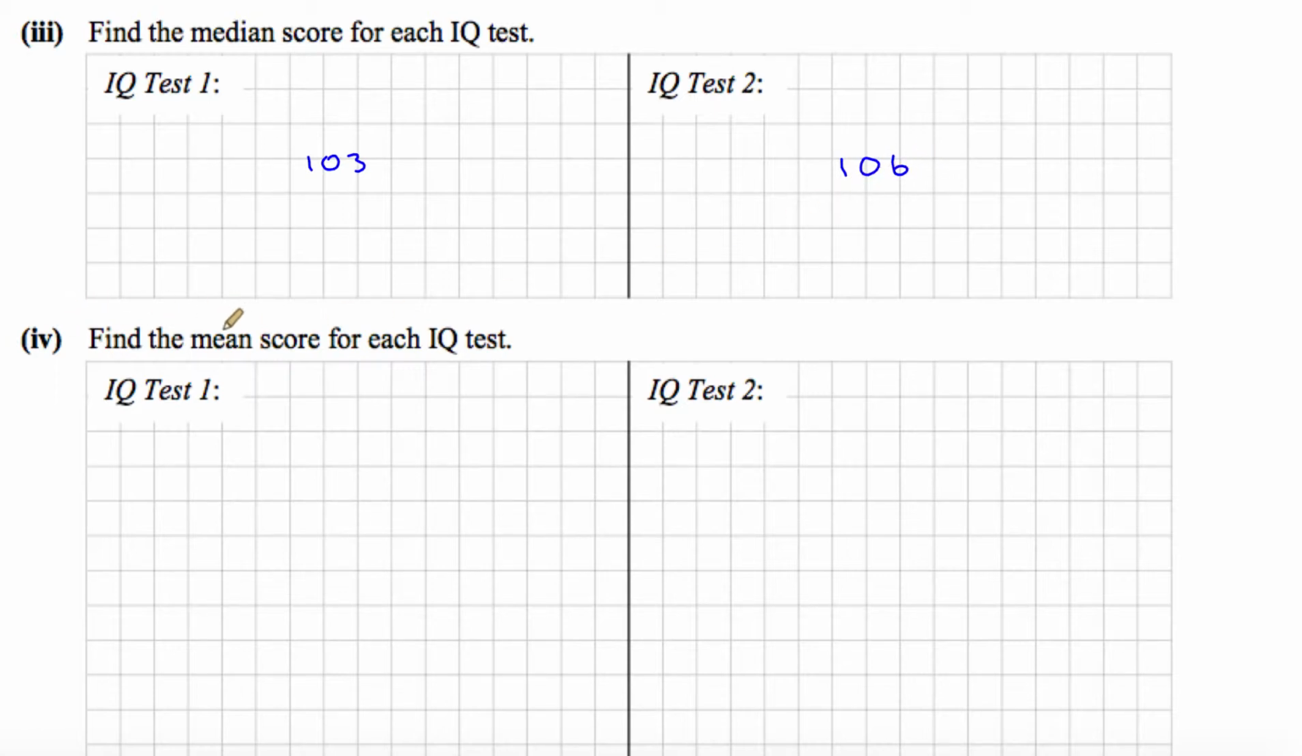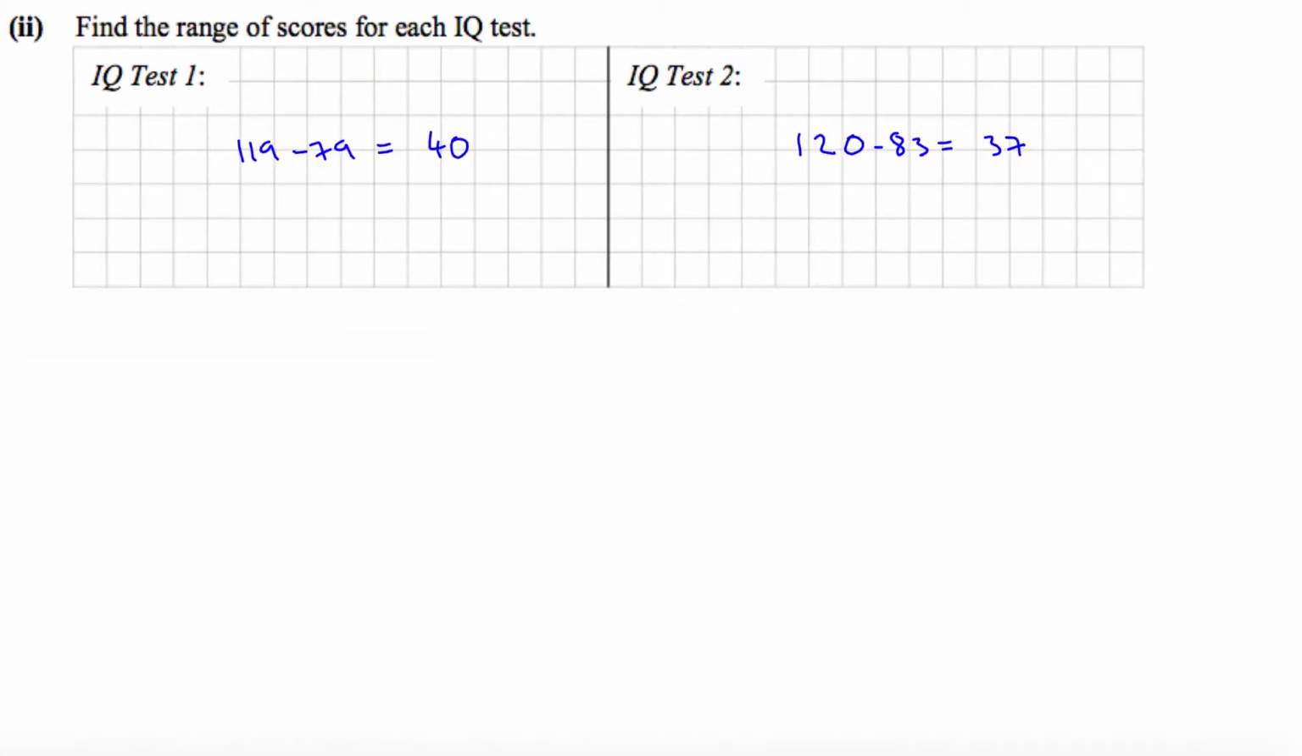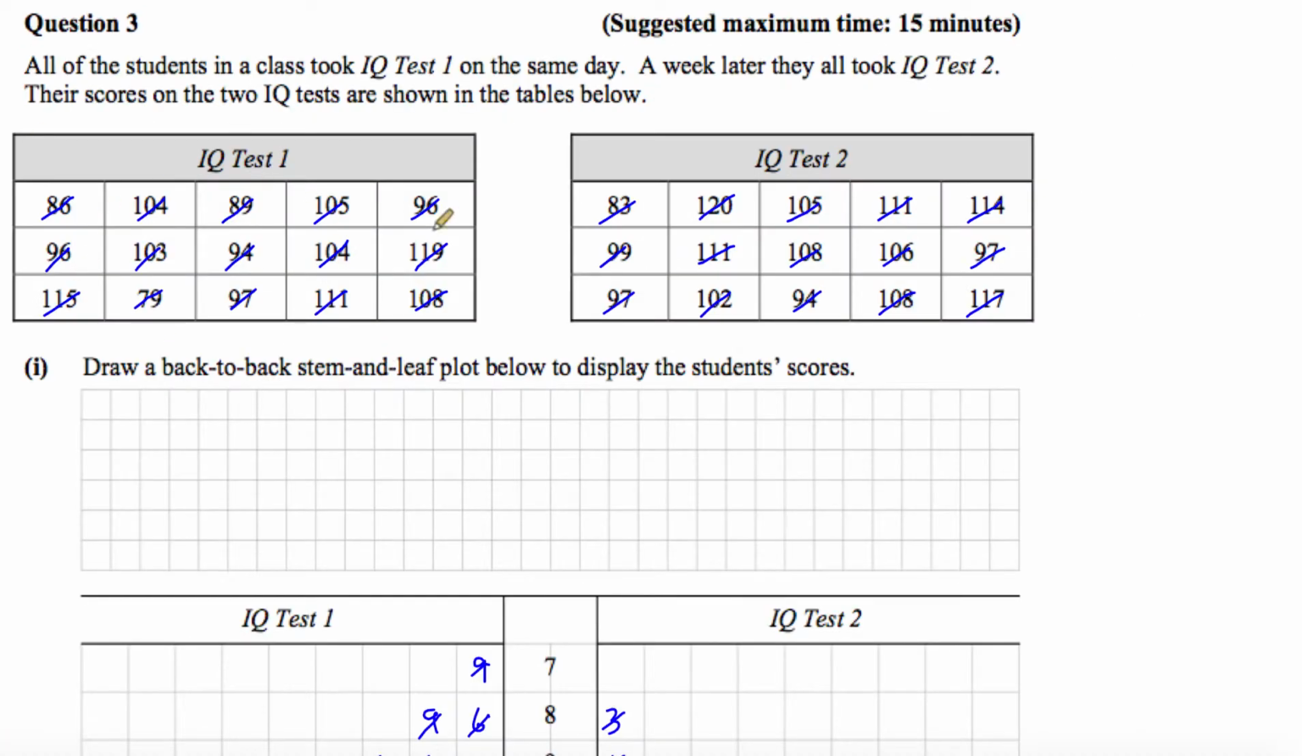Okay, part 4 then says find the mean score for each IQ test. Well, the mean is when you add up all the scores and divide by how many there are. So if I add up all of these scores here in my calculator, that gives me 1506.